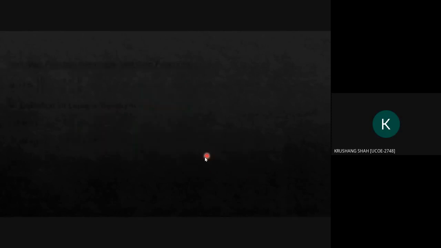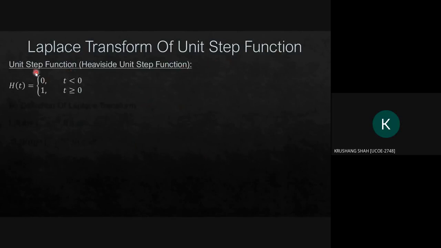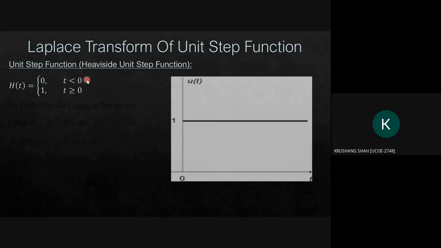Today we will study the Laplace transform of unit step function. First of all, let us see what a unit step function is. This is the definition of the unit step function. It means that when t is less than 0, the function of t, or h of t, will give the value 0, and when t is greater than or equal to 0, the function of t will give the value 1. To get a clearer idea, let's see the graph of it.